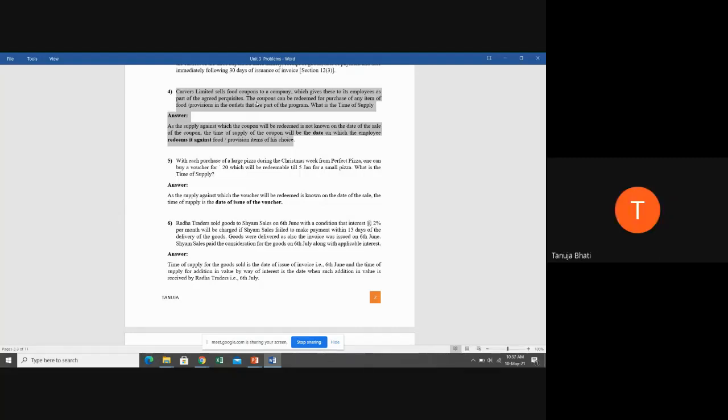Okay. Now next, let us move to problem number 5. With each purchase of a large pizza during the Christmas week from Perfect Pizza, one can buy a voucher of rupees 20 which will be redeemed till 5th Jan for a small pizza. What is the time of supply?